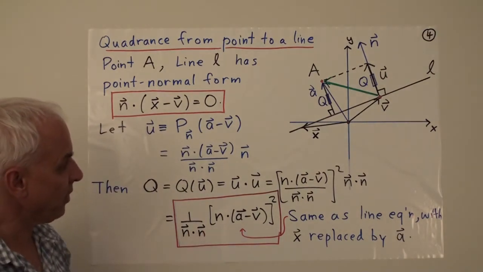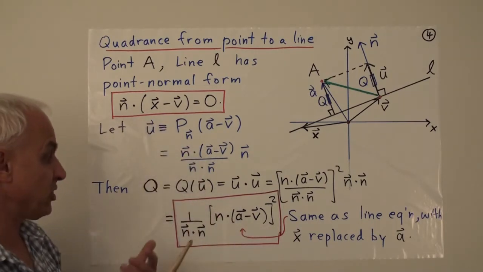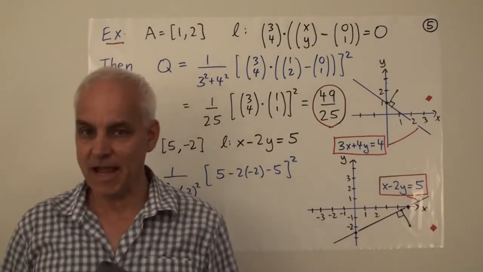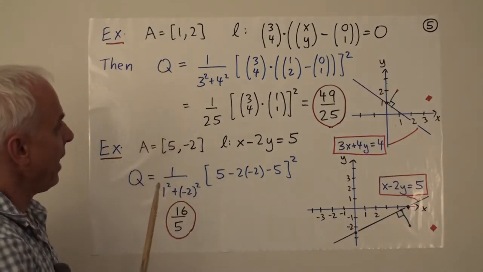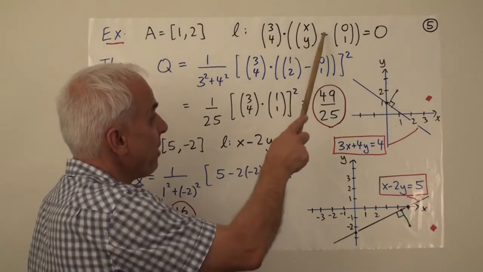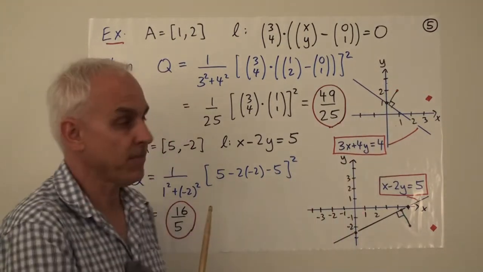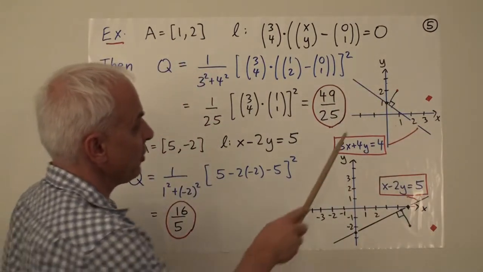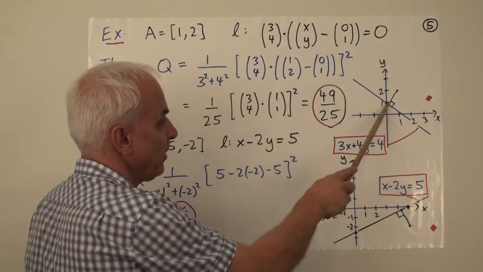All right, so this is a very useful formula that basically takes the equation of the line and extracts from that the quadrance from a point to the line. All right, so let's look at an example or two. So our first example, we have the point A, which is (1, 2), and the line, which is given in point normal form by (3, 4) dot (x, y) minus (0, 1) equals 0. Here's the point (1, 2), there's the point A. The line is this one here. It's got normal vector (3, 4), something like that. And it goes to the point (0, 1), which is right here.